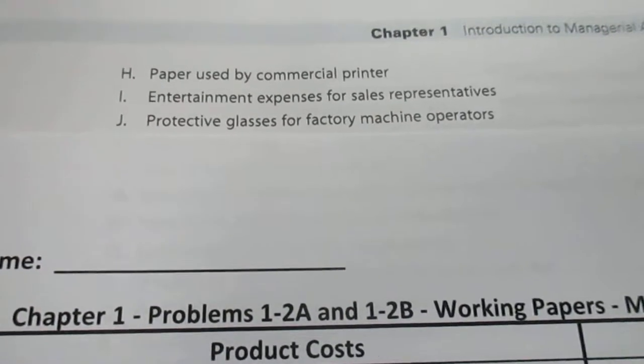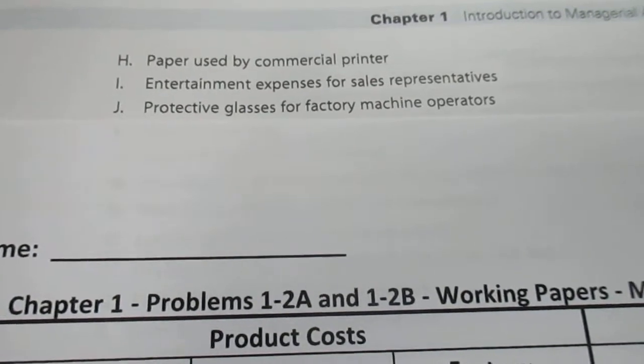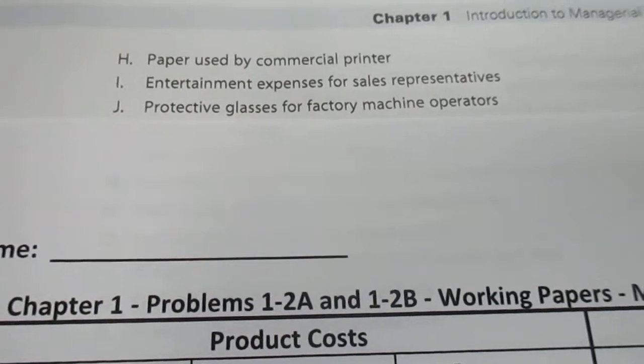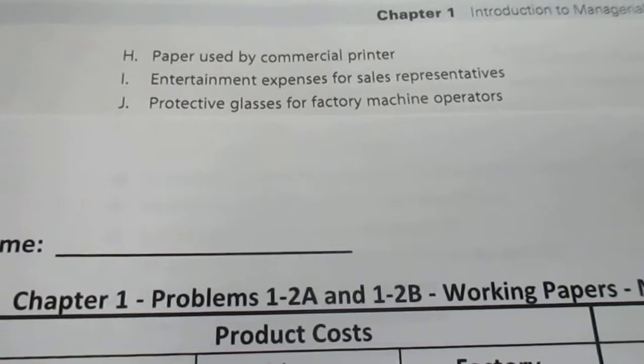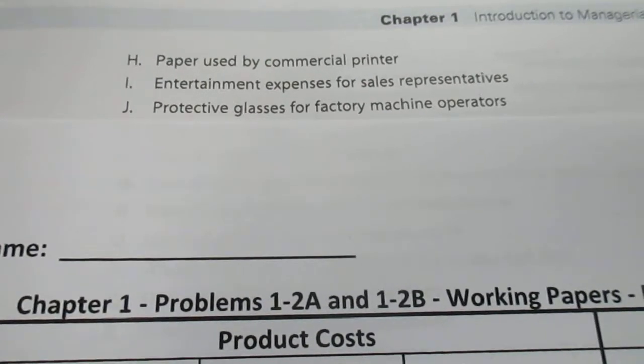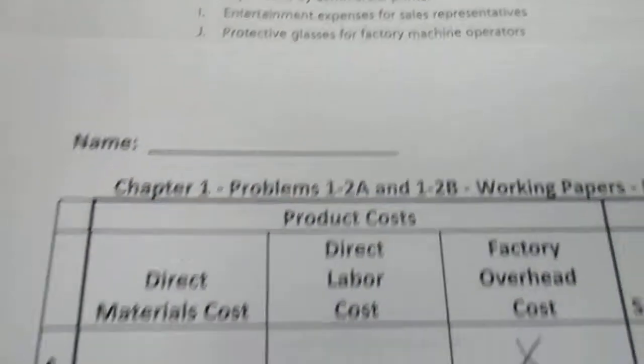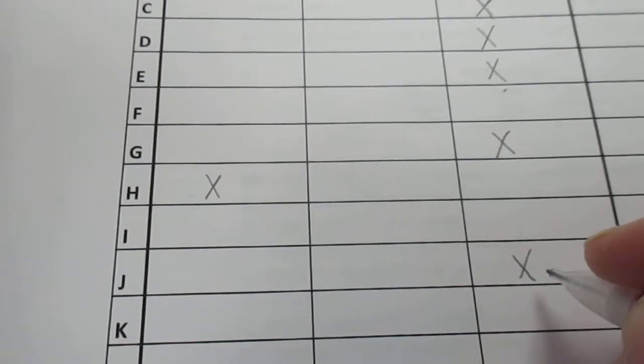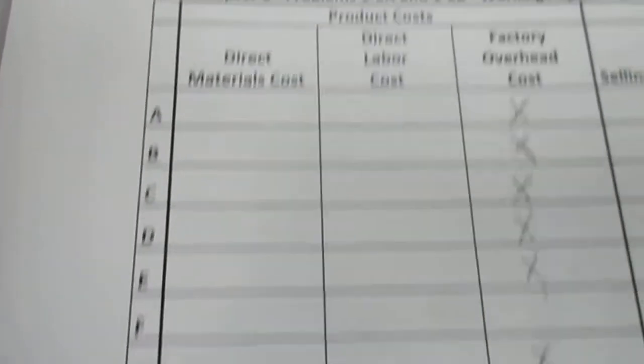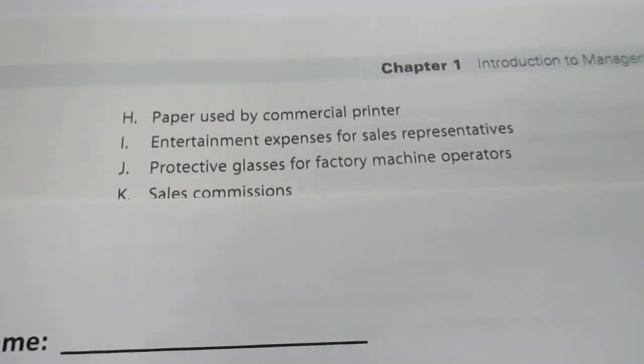Letter J, protective glasses for factory machine operators. Okay, again, we see the word factory, so it has to go in one of the first three columns. It's not directly related to any specific product, so it's going to be an overhead cost. So J is factory overhead.